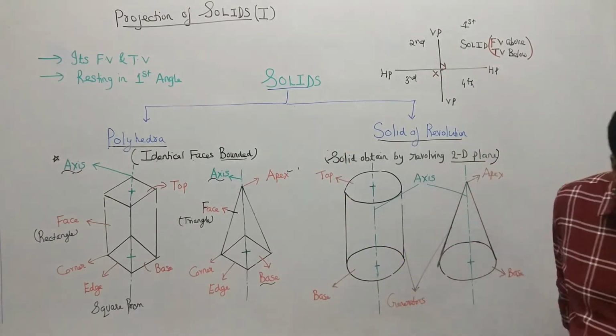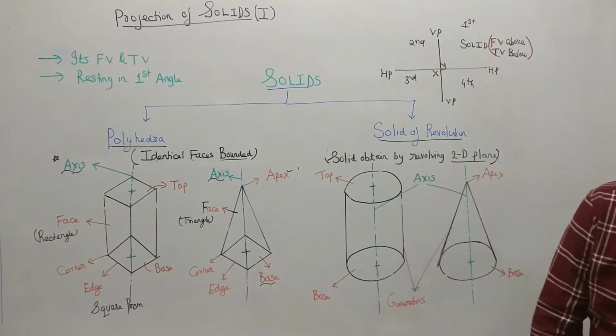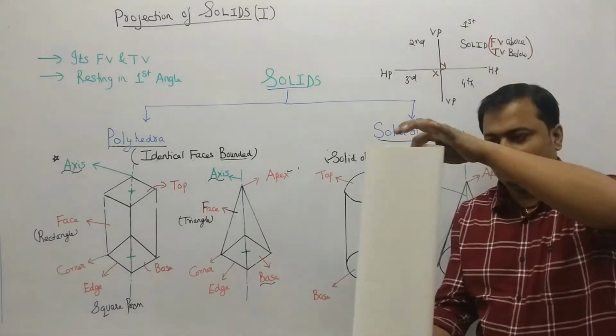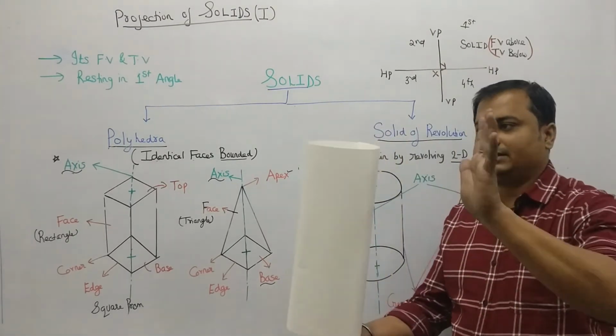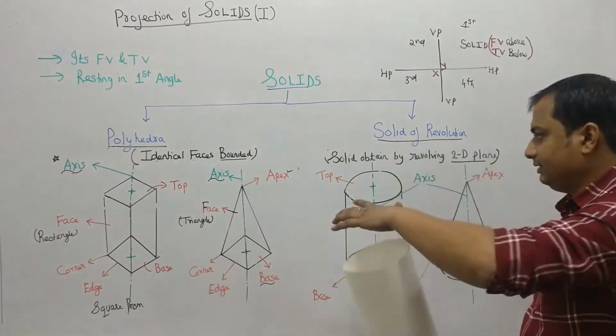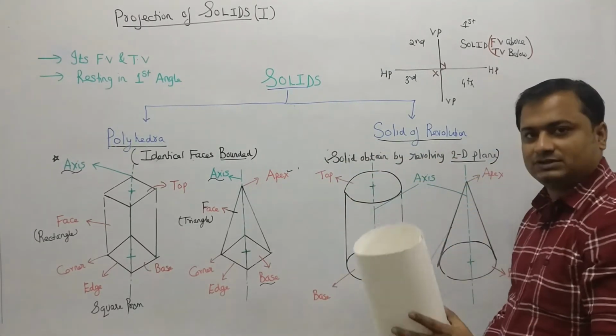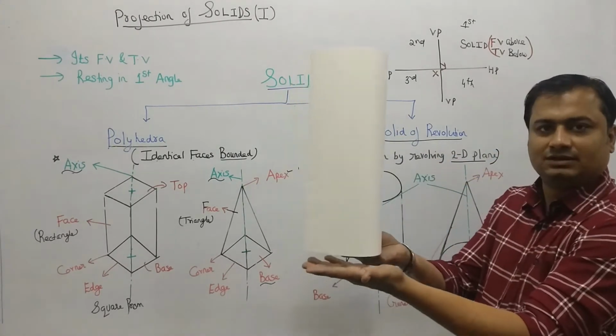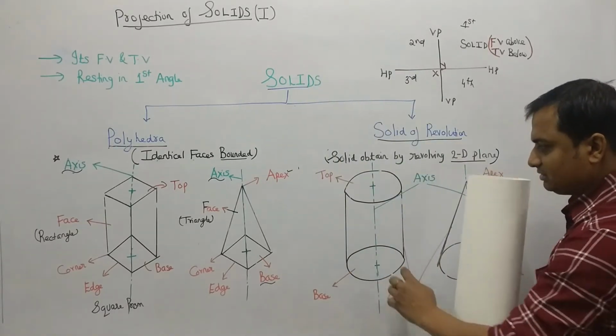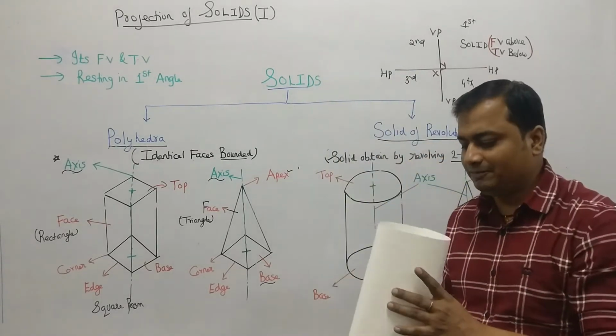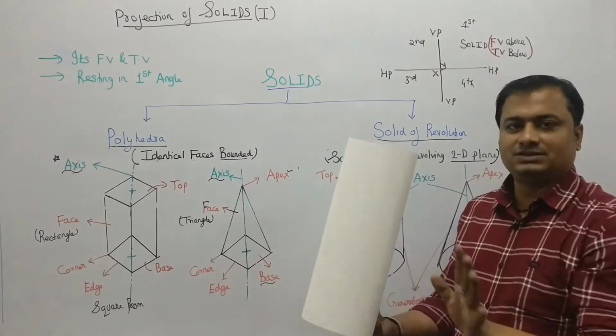So what is a cylinder? We all know, we have seen the cylinder. If this is my cylinder, it will be looking like this. The cylinder has a top, this is the top of the cylinder, and a base, this is my base structure. And we all know the top and base are circles.